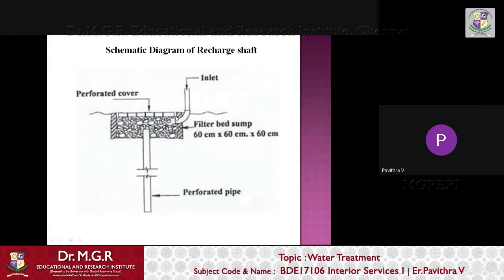So this is the soak pit, in which I am going to store the water by means of pipelines. This is the inlet through which the water will come, and there will be a layer of filter medium, about 60 centimeter by 60 centimeter by 60 centimeter in a cubical format. A cover will be made on the top surface, and we are going to store the filtered water by means of a perforated pipe. That is called the recharging shaft or the soakways.